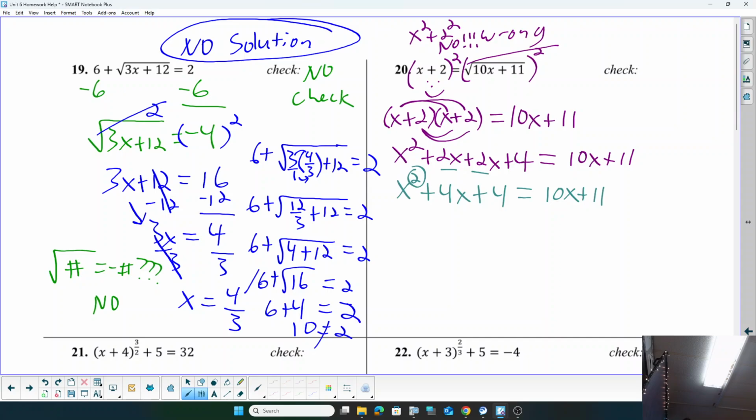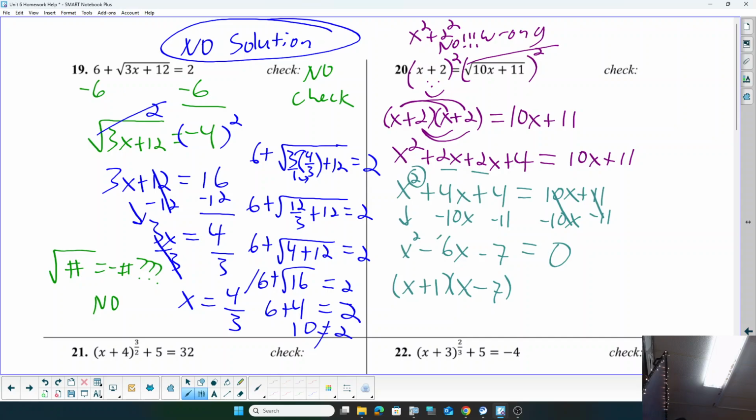So we're going to get everything to the other side and factor it. We minus 10x, so we have x squared minus 6x now. We minus the 11, so this side becomes 0. 4 minus 11 is negative 7. So we get x and x, and 1 and 7. The sign of the middle term goes with the bigger number, and we have to get to negative 6, so this has to be a positive 1.